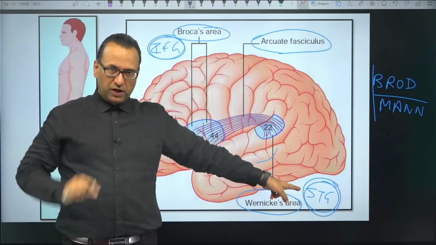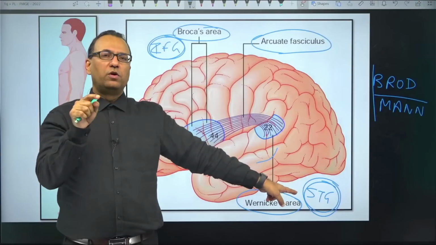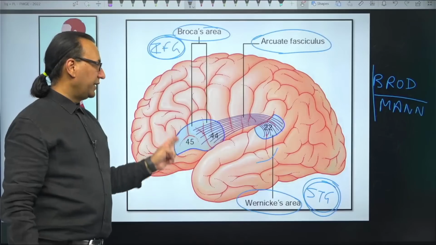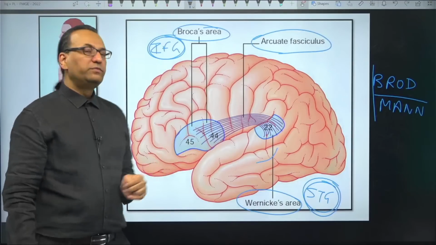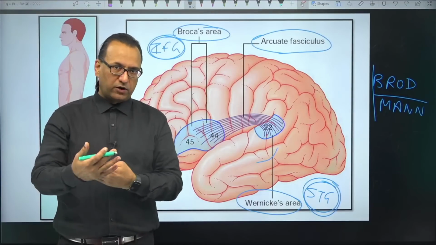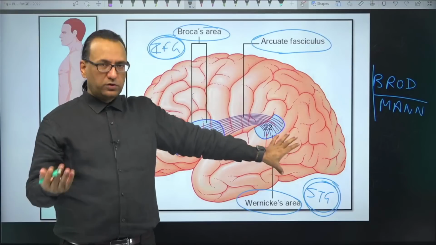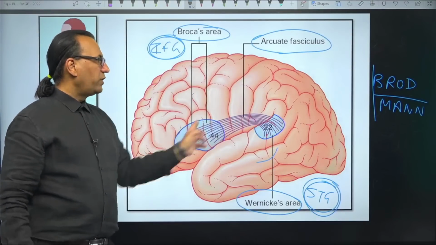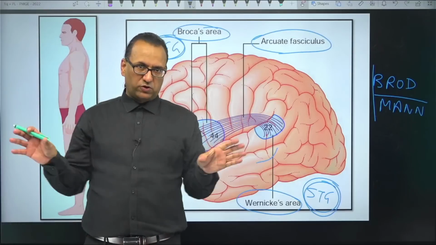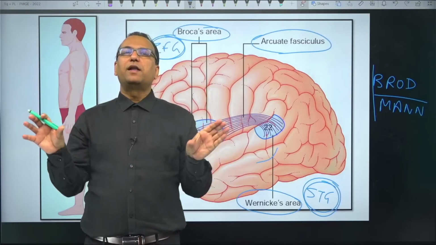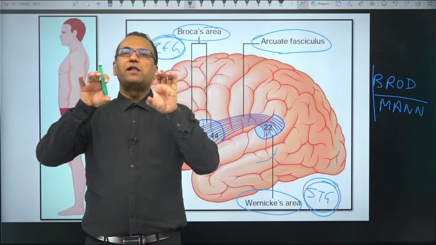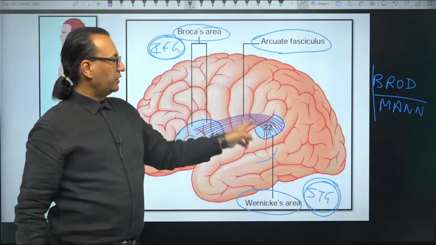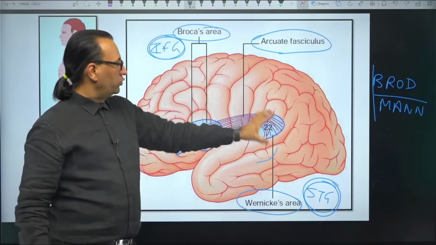Area number 22, if you multiply by 2, 22 into 2, becomes 44, and that is Broca's area. Broca's area is 44 and 45, double the number of Wernicke's. 22 into 2 is equal to 44. 44, 45 is Broca's area. How do they get connected? By an arc-shaped bundle of axons. An arc-shaped bundle is a fascicle, the arcuate fasciculus. The arcuate fasciculus connects area 22 to 44.